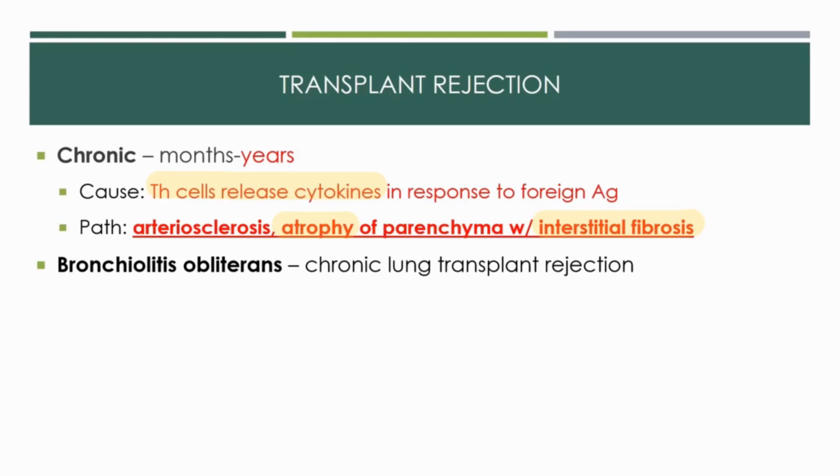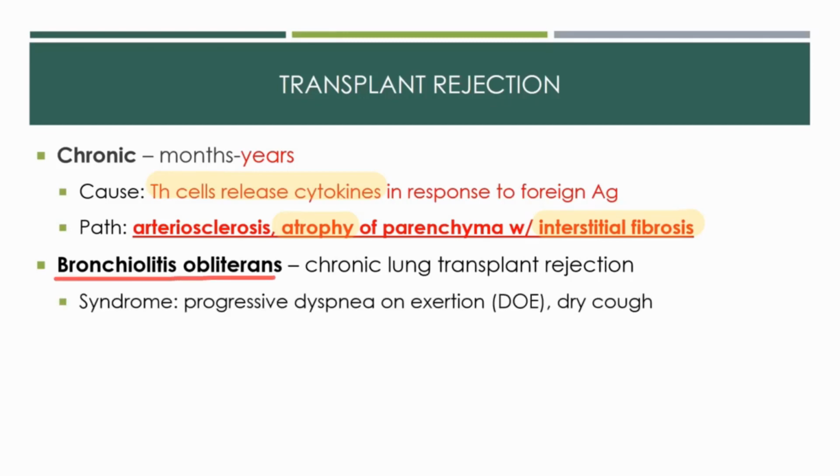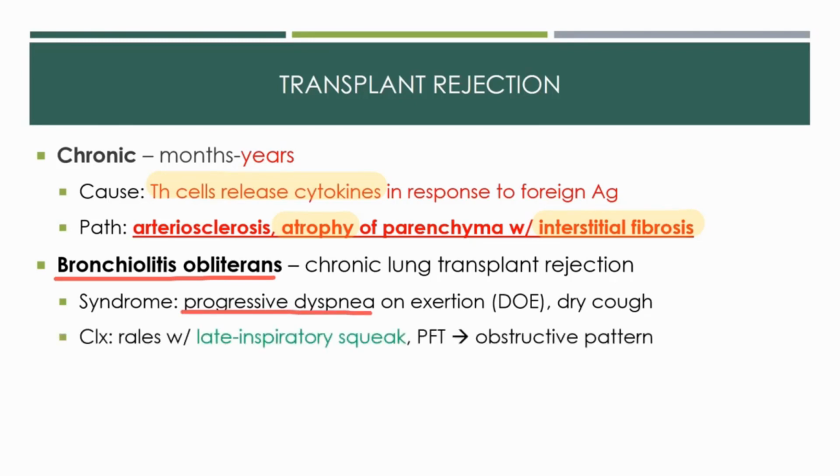One that is high yield is chronic rejection of transplanted lung, and it gets its own name, bronchiolitis obliterans. Years later, the patient will start to experience progressive dyspnea on exertion and a dry cough. On clinical exam, you'll hear crackles or rales due to fibrosis, and a pathognomonic auscultation finding for this disorder should make for a quick diagnosis if you hear it or see it described.